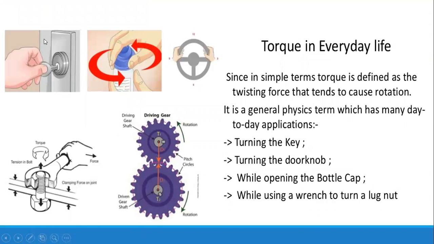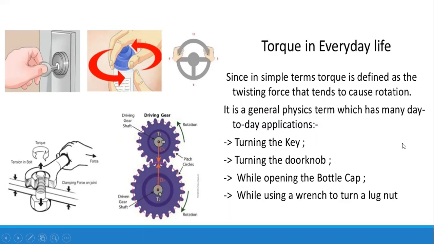Now where do we find everyday applications of torque? You are turning the key in the lock, you are turning the bottle cap. These are the gears moving in a car or in a grandfather's clock. These are wrenches turning bolts and nuts, and this is the steering of the wheel. There are many examples of torque. The movement of the wheel is also an example of torque. So these are a few daily life examples, and torque is simply the twisting force that tends to cause rotation.